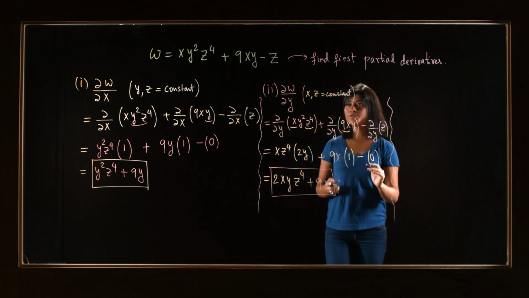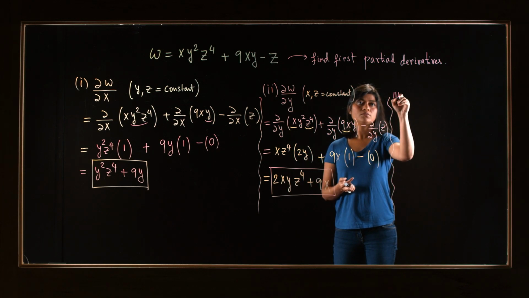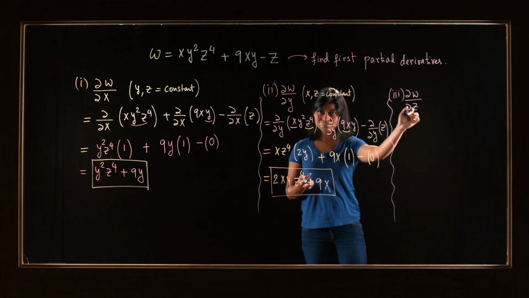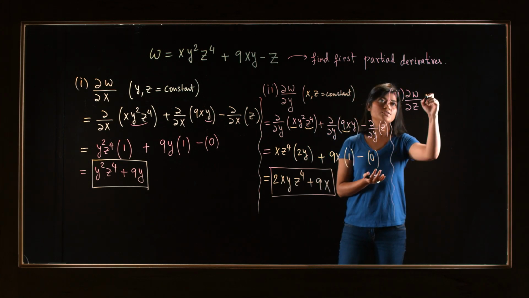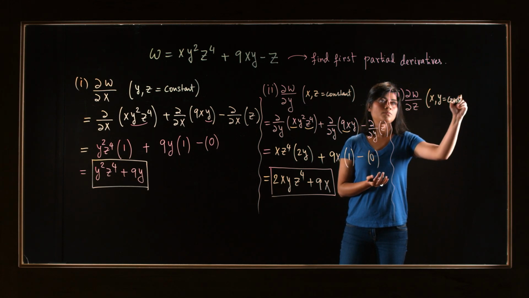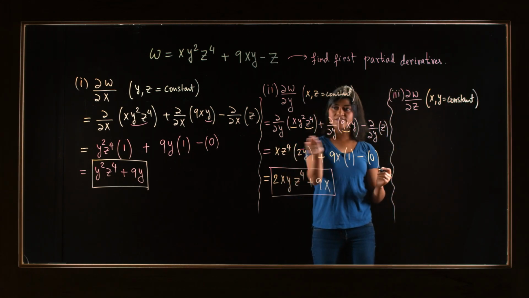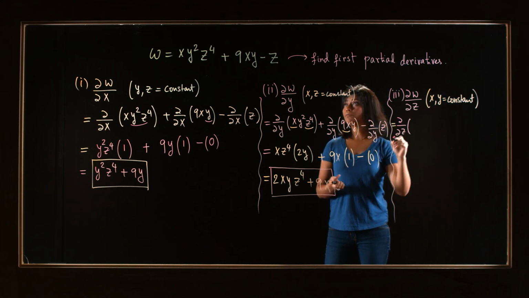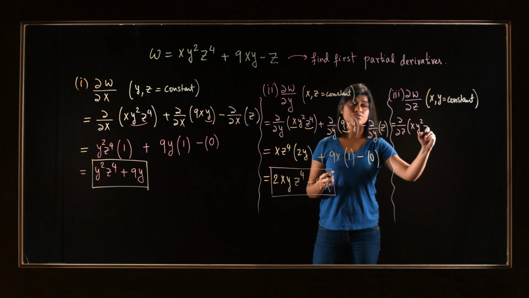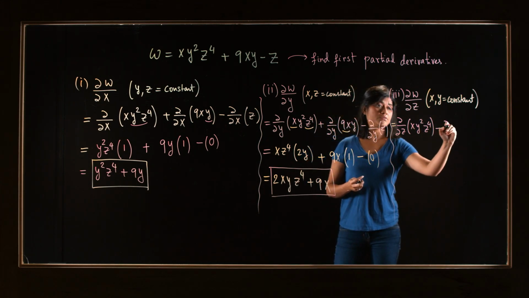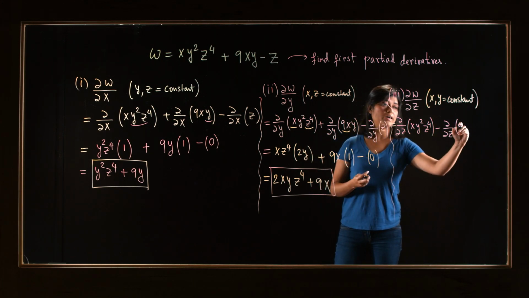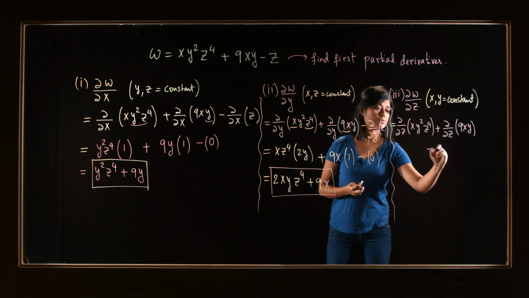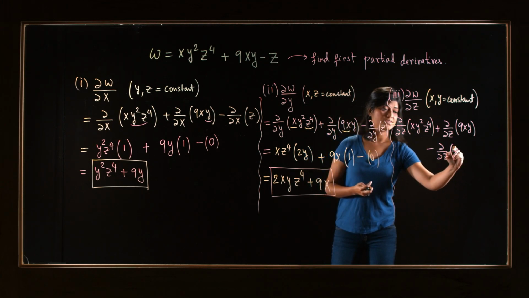Finally, we have to compute the derivative with respect to z. Okay, so let's do that. Now, since this is with respect to z, of course, x and y are going to be constant now. Okay, do the same thing again. So let's see. We take the derivative of x y square z to the 4, plus the derivative with respect to z of 9xy. Sorry, this is not minus, it's plus, and then minus the derivative of z.